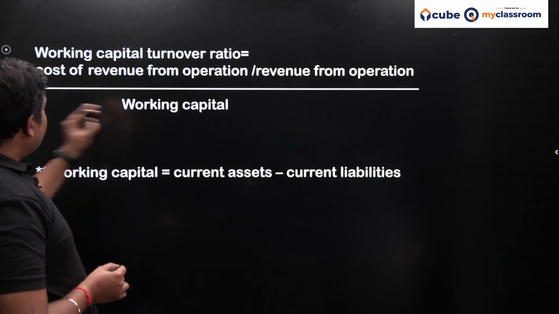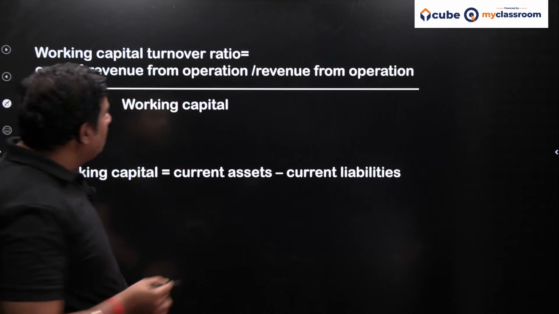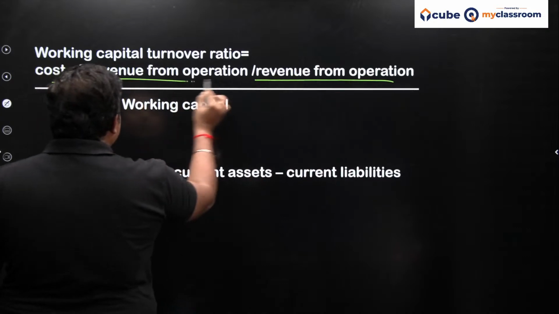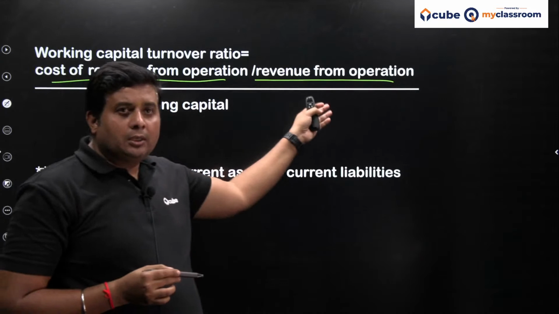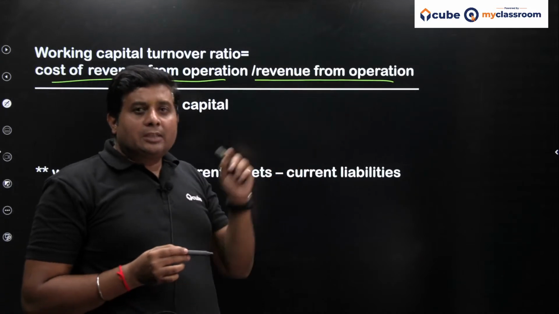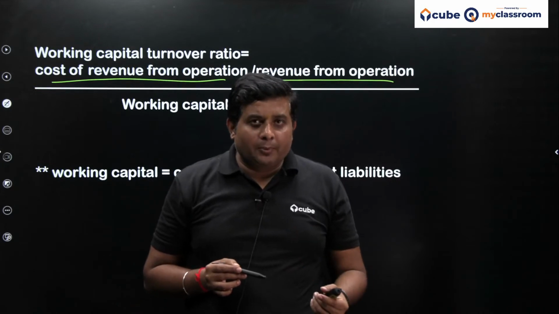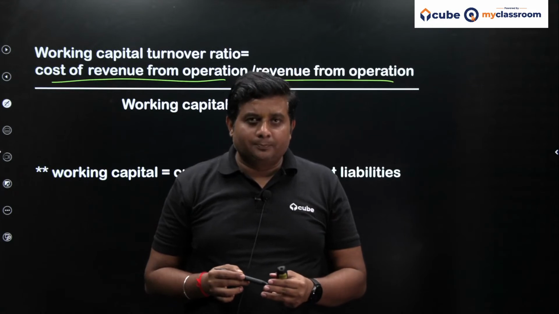Now, what is the formula for working capital turnover? I am sure you understand this: cost of revenue from operation or revenue from operation. The cost of revenue from operation is your cost of goods sold, and revenue from operation is actually your sales. Sometimes the calculation is done on the basis of cost of revenue from operation, and sometimes on the basis of revenue from operation.